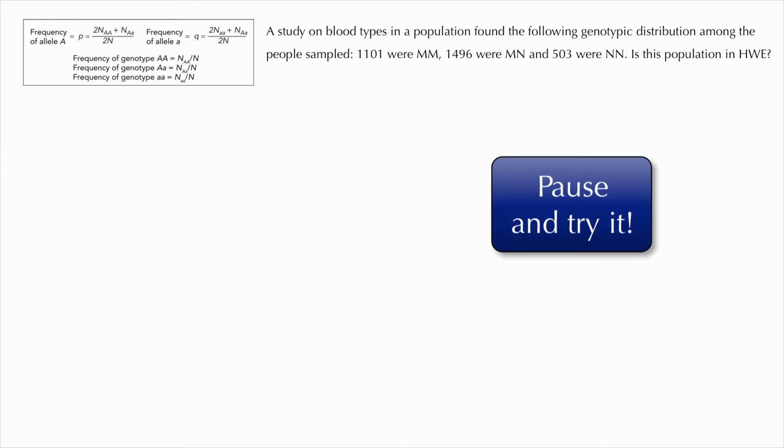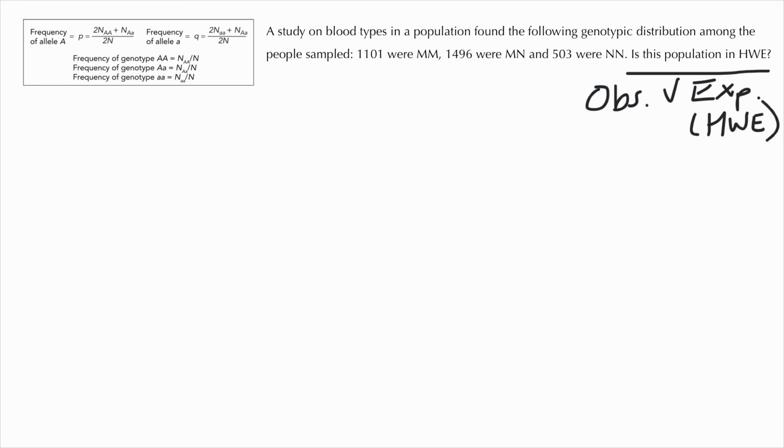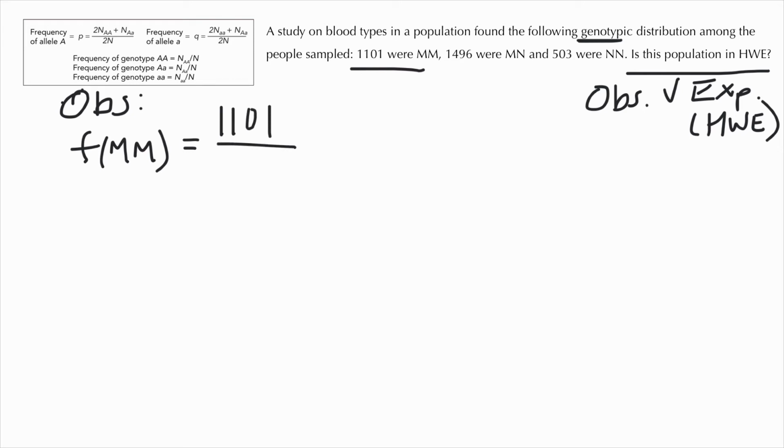A study on blood types in a population found the genotypic distribution among the people sampled. Is this population in Hardy-Weinberg equilibrium? To figure that out, we're going to have to compare the observed with the expected based off of the Hardy-Weinberg equation. What do they give us? They give us the genotypic distribution. First we can show the observed frequencies, since that's easy, they're right here. The frequency of the MM equals 1,101 people out of 3,100, and that equals 0.355.